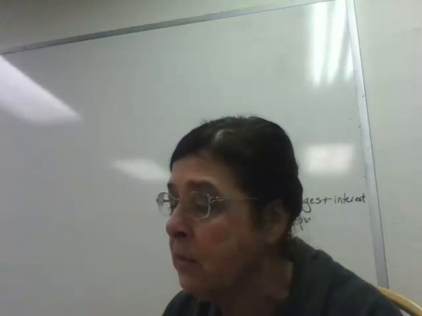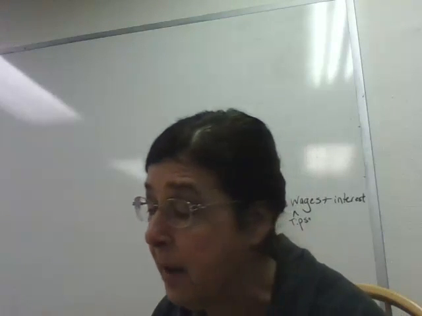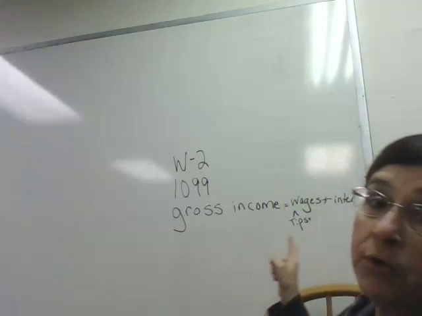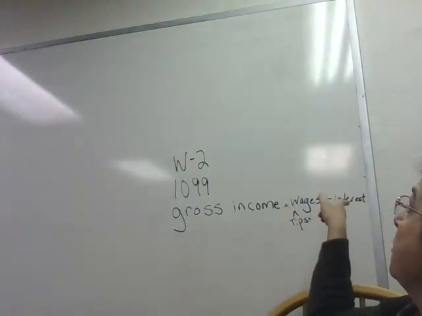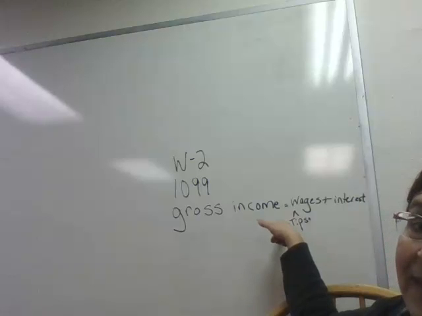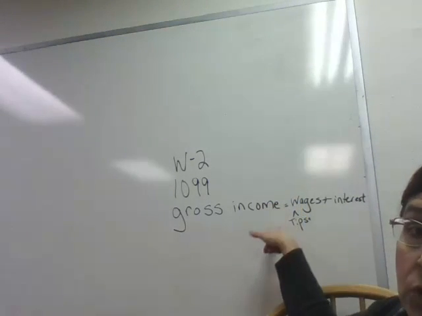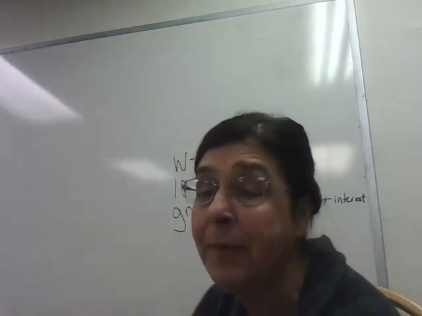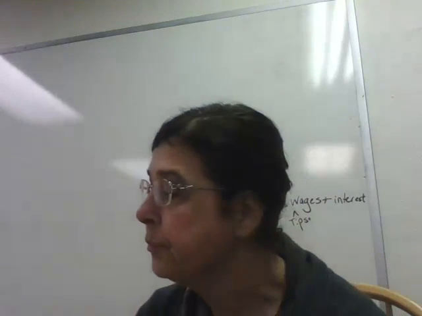And so we want to know how to figure out your gross income. And what you do is you add them all together. All of your wages plus your interest. Your tips are part of your wage. So you're just going to be adding those together.